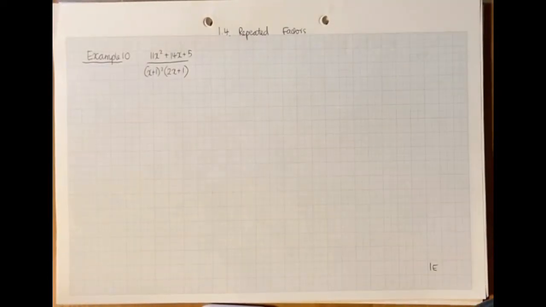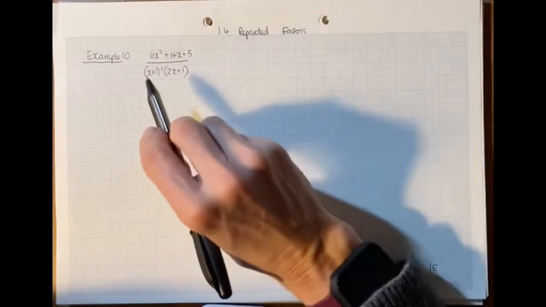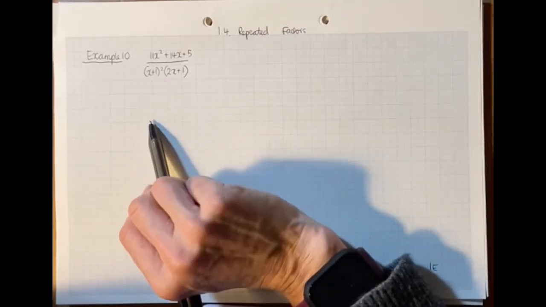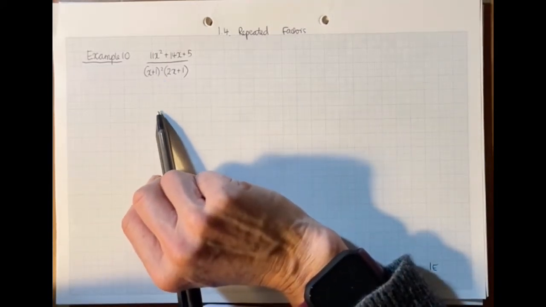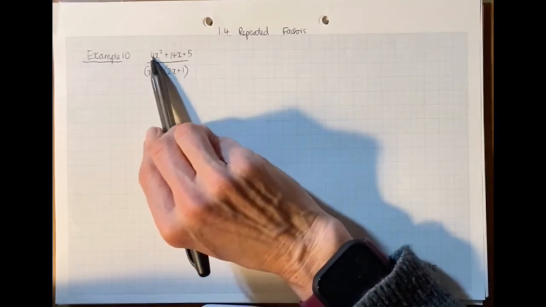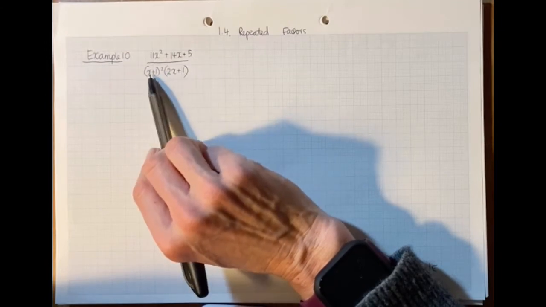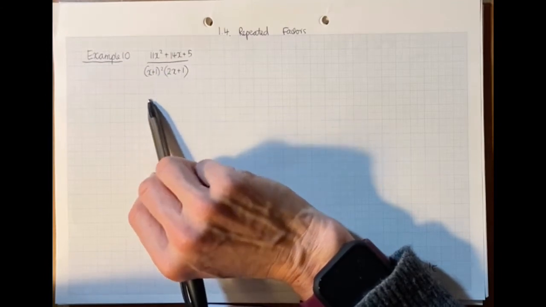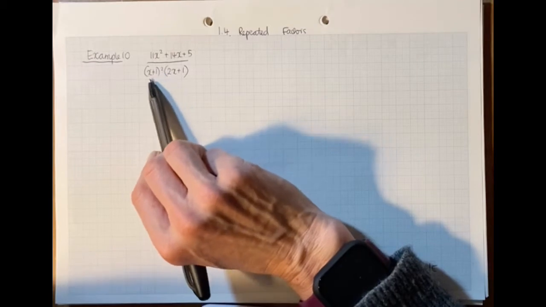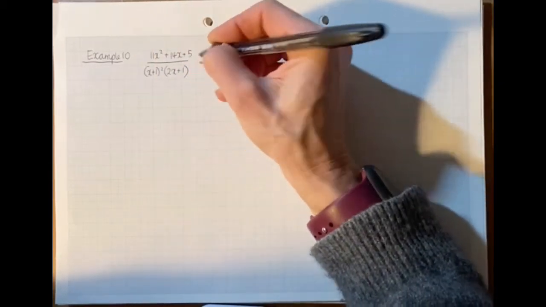So look at section 1.4, repeated factors. Repeated factors means that you can have a fraction that will have two of the same factor in the denominator. So you could have one like this. You've got a quadratic on the top and a cubic on the bottom, but x plus 1 is repeated twice.